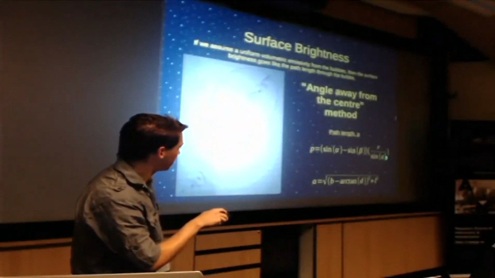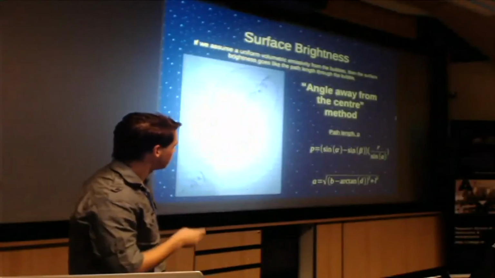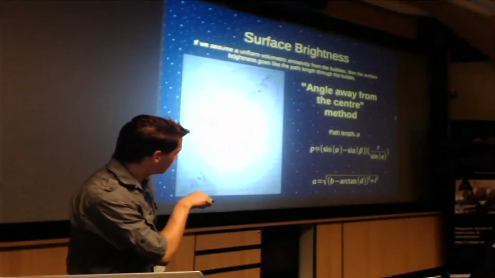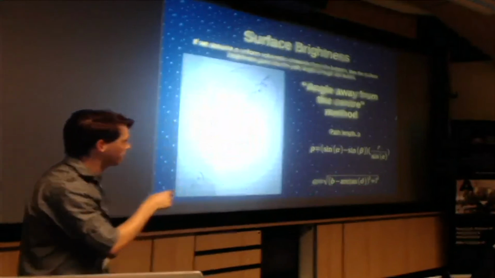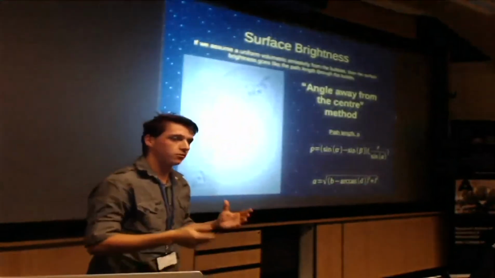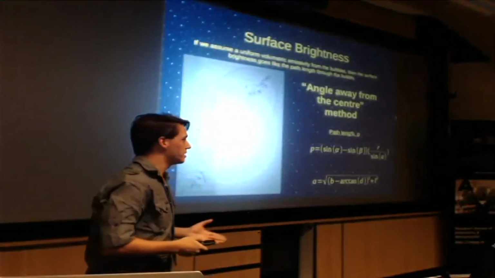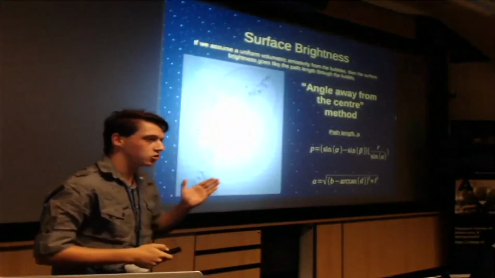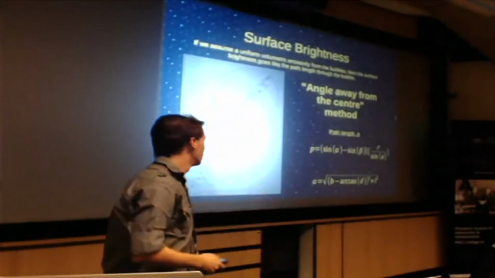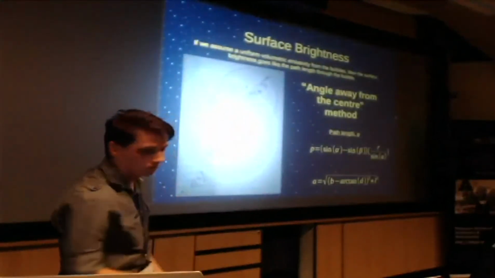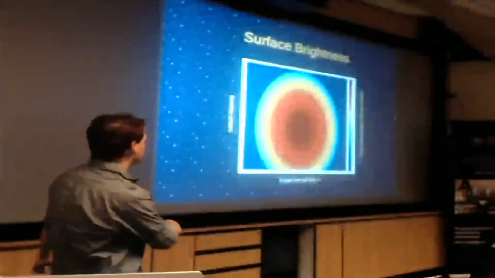How I went to do that was just using all these maths. So A is now the angle away from the center, and basically using this equation here, for any longitude and latitude pair, it can give you a path length through the bubble. Because if it's uniform volumetric emissivity, then the surface brightness should go like the path length. A longer path length through the bubble should mean a brighter spot there. So that was the method I employed.